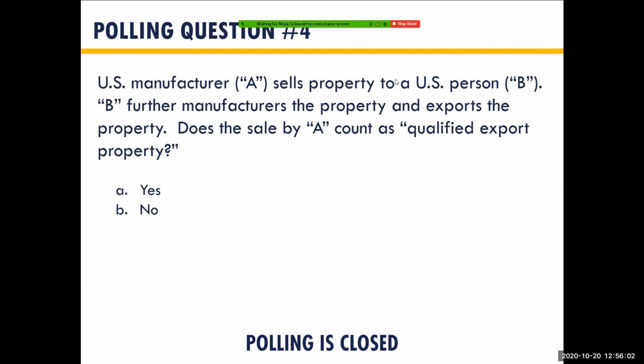So the sale by A does not count as qualified export property. And the primary reason here is that B further manufactured that property. So in this example, B would be able to take the benefit for an IC-DISC because they manufactured in the US, but A no longer receives that benefit because of the further use provision.